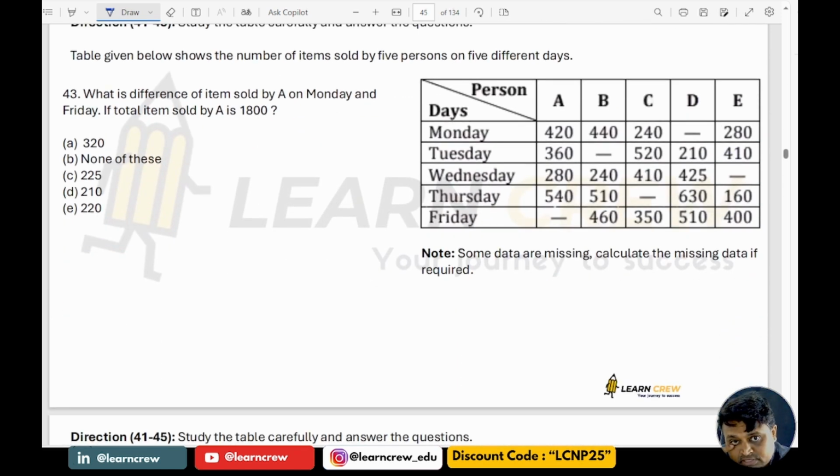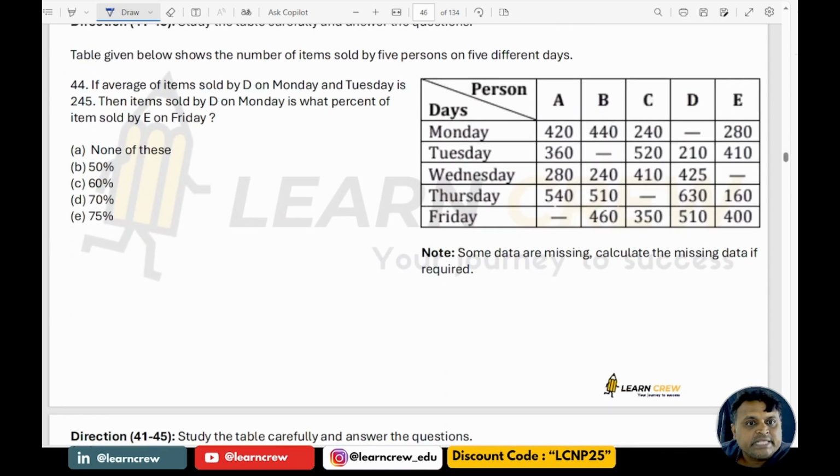What is the difference of items sold by A on Monday and Friday, if the total items sold by A is 1800? So 1800 minus 1600, which we already calculated, becomes 200. So what is the difference between items sold by A on Monday and Friday? 420 minus 200, which is 220.